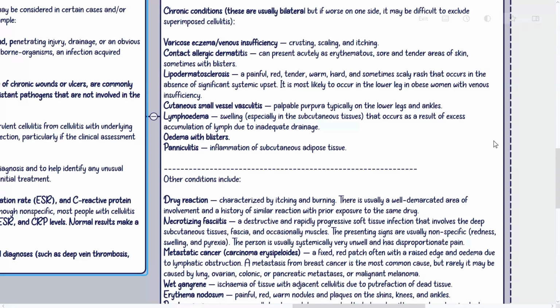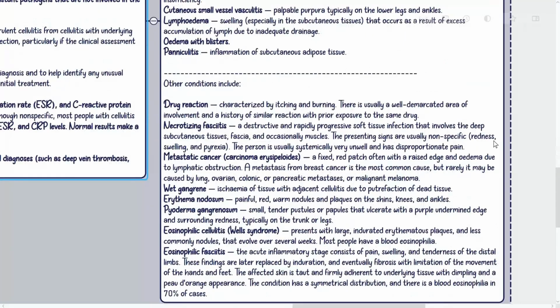Cutaneous small vessel vasculitis, palpable purpura typically on the lower legs and ankles. Lymphedema, swelling, especially in the subcutaneous tissues, that occurs as a result of excess accumulation of lymph due to inadequate drainage. Oedema with blisters. Panniculitis, inflammation of subcutaneous adipose tissue.